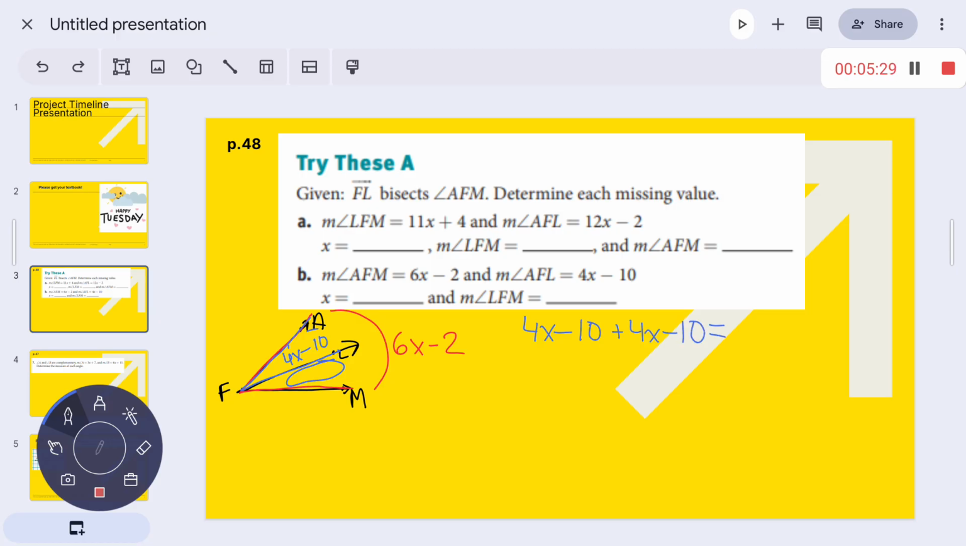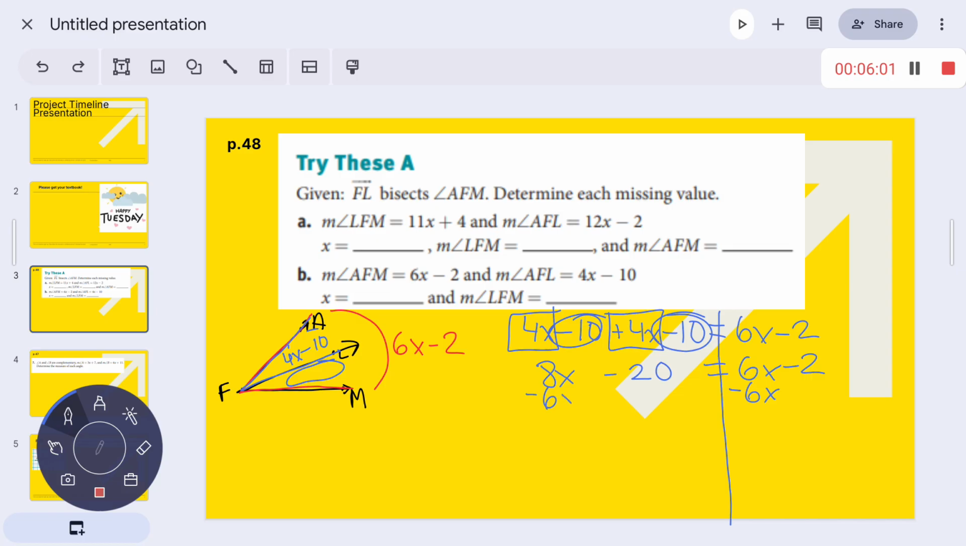Okay. So I'm going to combine like terms that I know you did in algebra. 4x plus 4x is 8x. Then we have negative 10 minus 10, and we get negative 20. Then I have 6x minus 2. Okay. And as you know, again, I like to move my x's so that my x will be positive. So I'm moving it to the left side.